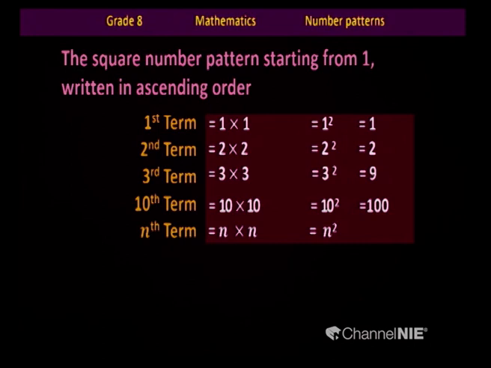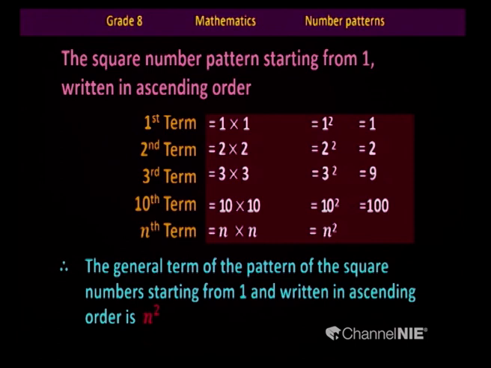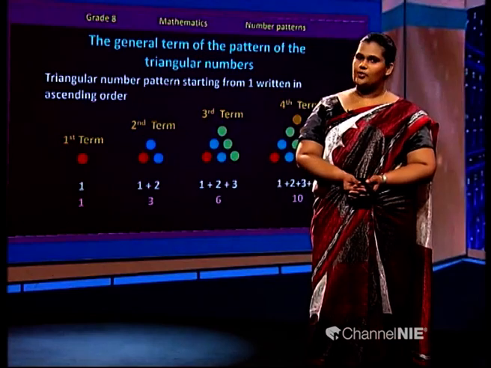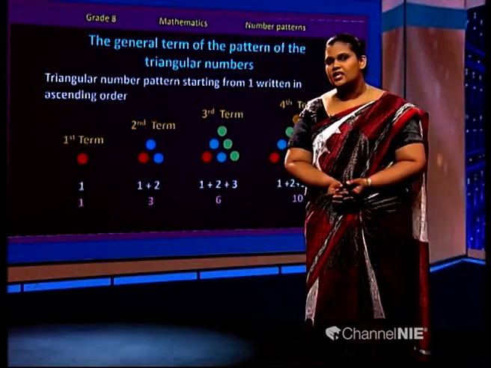According to this pattern, we can get the nth term or the general term. Here, the number of the term is multiplied by the number of the term. So when we consider the nth term, n multiplied by n equals n squared. Therefore, we can say the general term of the pattern of the square numbers starting from 1 and written in ascending order is n squared.